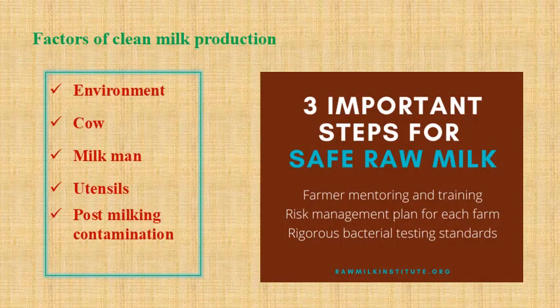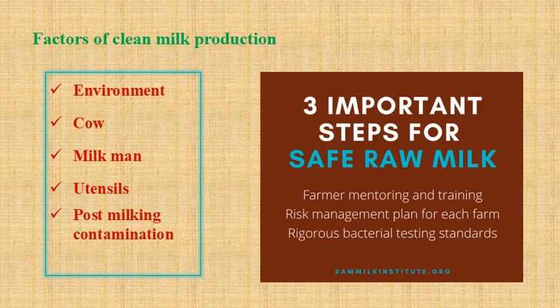Here we will understand the factors of clean milk production, which I have already mentioned. That is the environment of the milk production or the cow shed, then the cow itself, then the milkman, then the utensils, and then post milking contamination. As I have already discussed, the environment of the cow and the surrounding, the cleanliness around, even the hygienic condition of the air, all these things play a very important role.